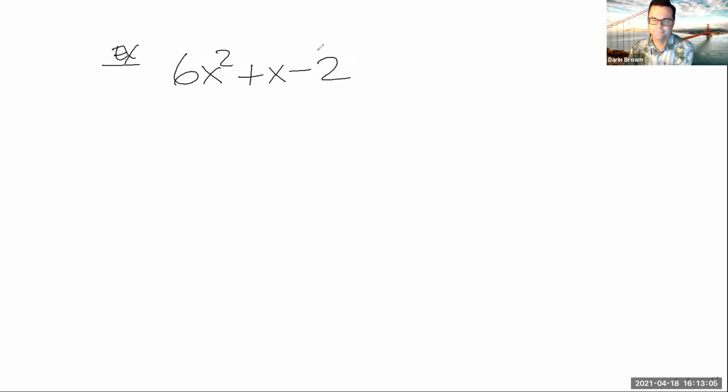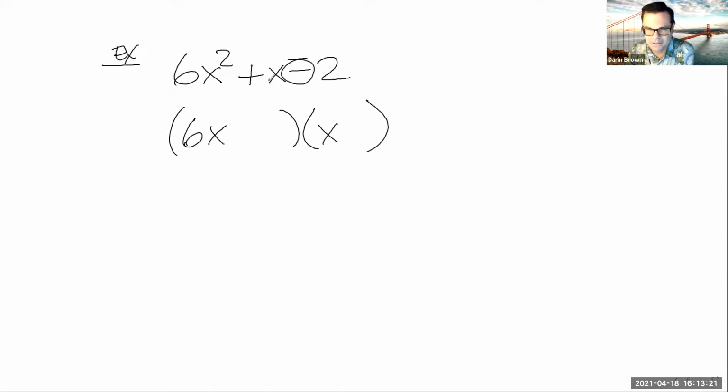Okay, so here's an example. It's not the only one, but something like this: 6x squared plus x minus 2. Now, I'm not going to do it mentally, but let's just write it out. Let's say you started with 6x and x. So you thought, okay, I could do it this way. I know it's got to be minus here, so it's got to be opposite signs. But let's just think about where the factors of 2 could go.